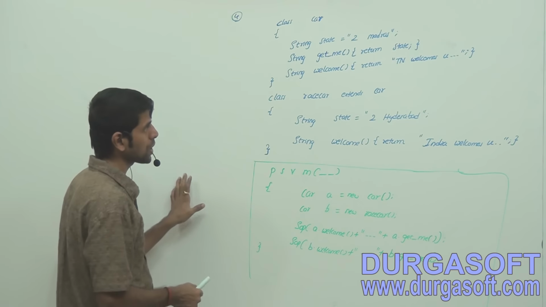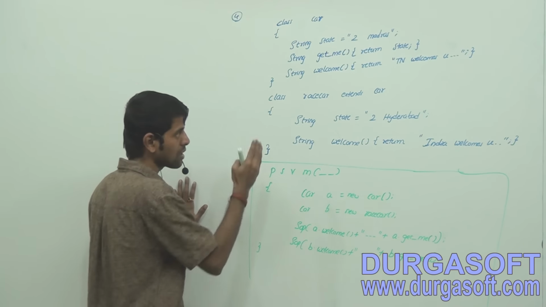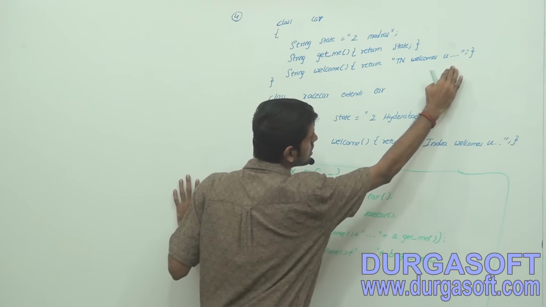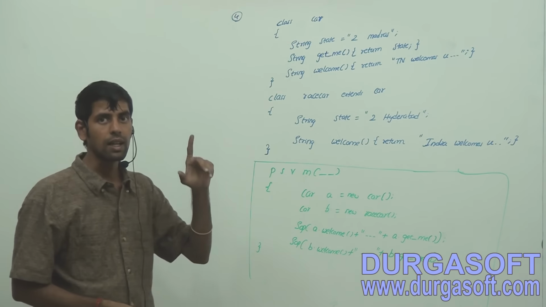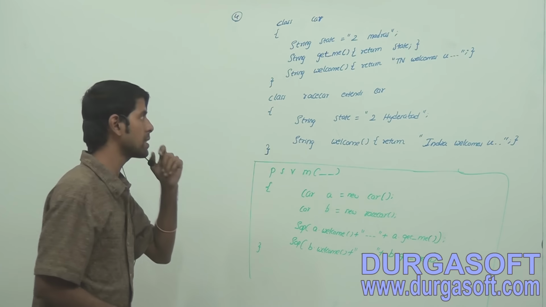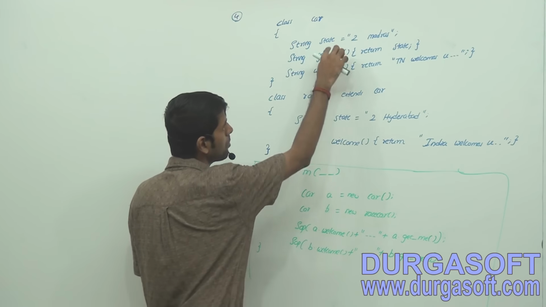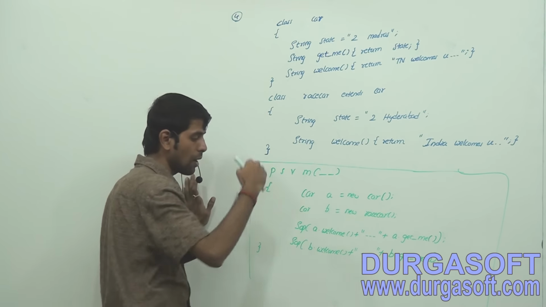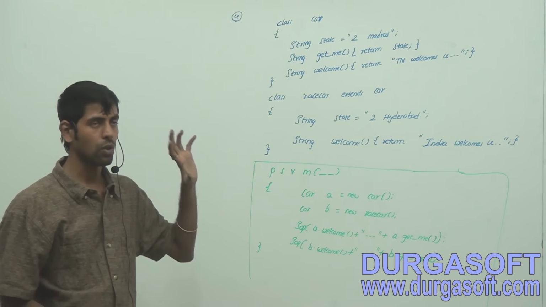Now you have one more instance method called welcome, of return type String, having some implementation. And this is RaceCar, which is the child of the class called Car. It has the same instance data member that we have in the parent class. Observe this one.